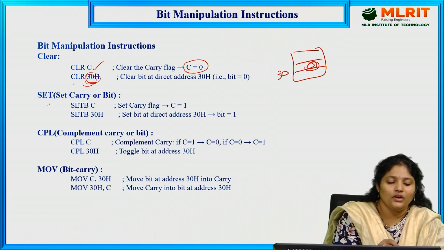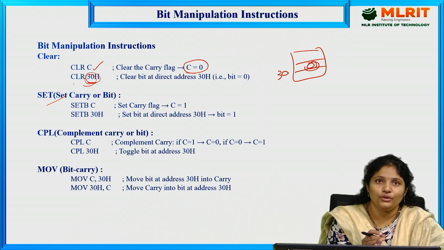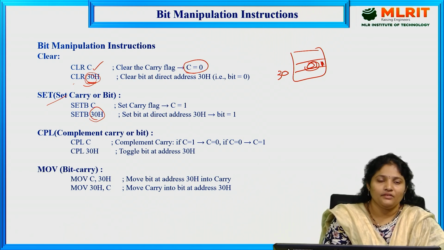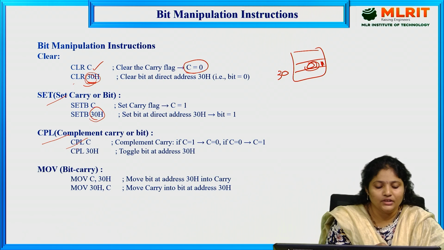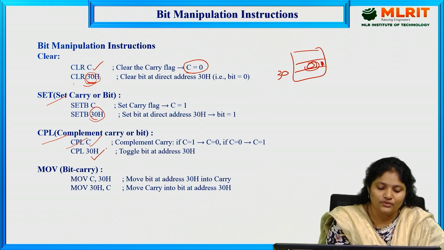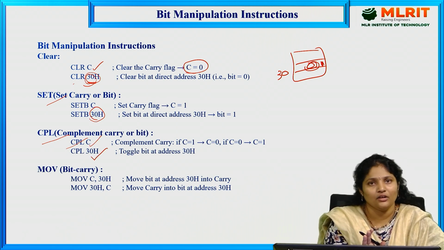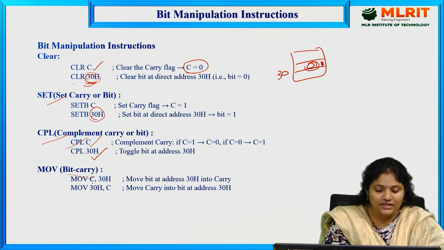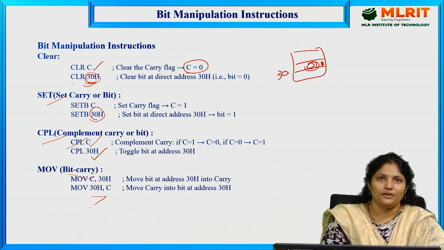Next one is set. I have already told you that you can set the carry bit or you can set a bit. Here, SETB 30H. It is an address, so it will set the 30H memory location to 1, right? You can also use the complement operation, complement carry, or else the complement of a direct location, where it will toggle the bit. Move bit: here MOV C, 30H. The data present in the 30H bit will be moved to the carry register. The vice versa is also done in these bit manipulation instructions.